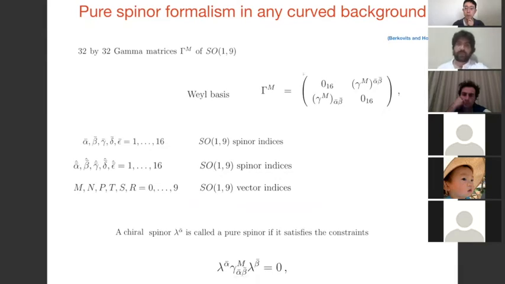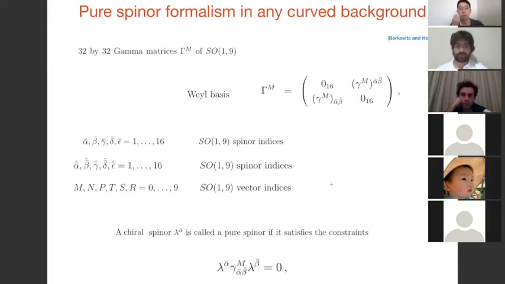So I will just give a very short review of the pure spinor formalism, because the way these vertex operators are constructed, it seems that we can extend them to other curved backgrounds. First, the notation: if you start with some gamma matrices, like 32×32 matrices, you can always write them in this basis, like the Weyl basis. And a pure spinor is a bosonic spinor that satisfies these constraints.